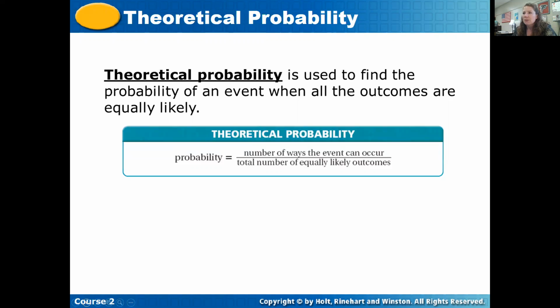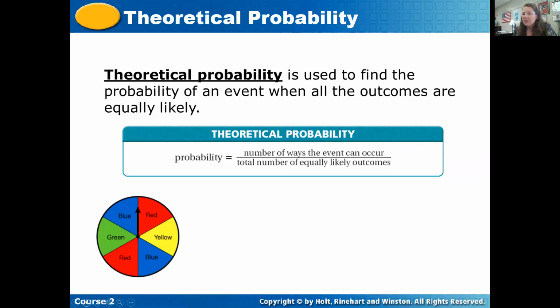So just like last week, we talked about the denominator is the total number of equally likely outcomes. Like if you roll a number cube with 6 sides, the denominator would be a 6. And then the number of ways that an event could occur. For example, if I wanted to get a 1 on a number cube, the theoretical probability would be 1 out of 6. So every 6 times I do that experiment, I would expect to get a 1 one time.